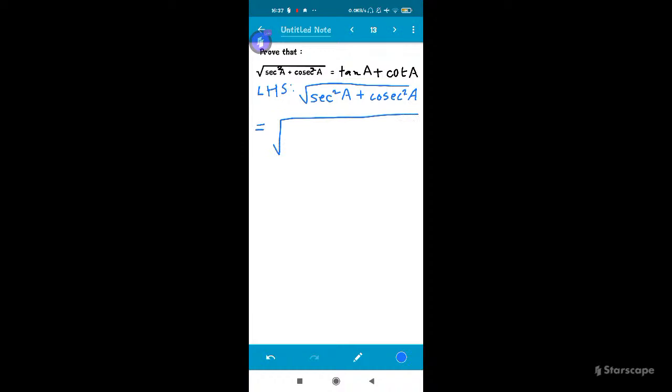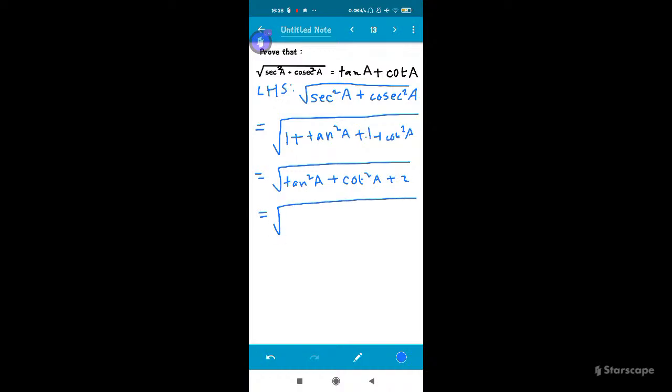So we are going to use that square relation. In place of sec square A I can write 1 plus tan square A, because yesterday we saw that sec square A minus tan square A is equal to 1. Similarly, in place of cosec square A I can write 1 plus cot square A. Now I am taking the tan square and cot square together, and keeping 1 plus 1 on the right side. So tan square A plus cot square A plus 2. 1 plus 1 is 2.